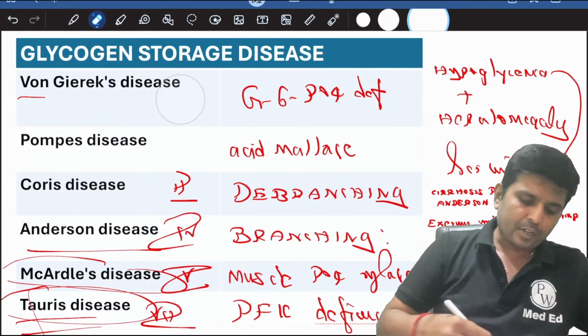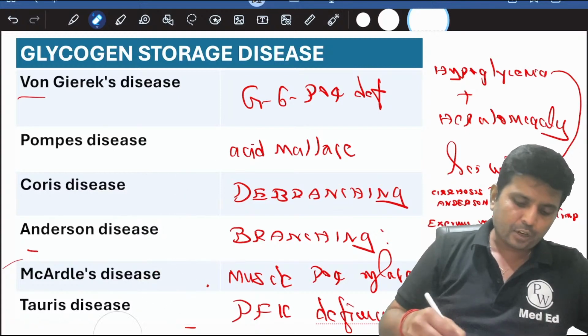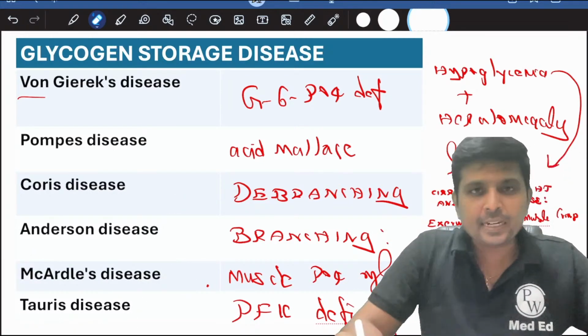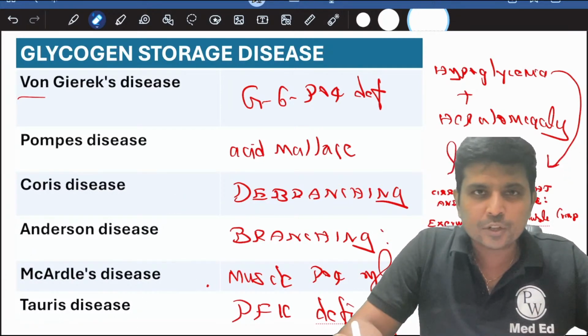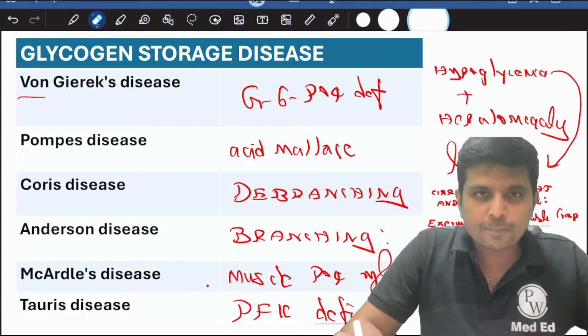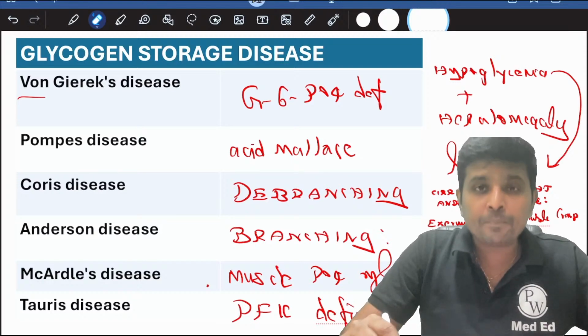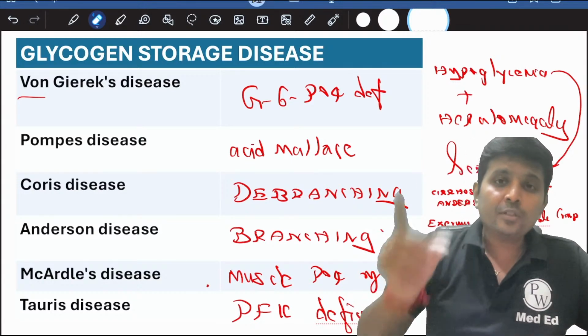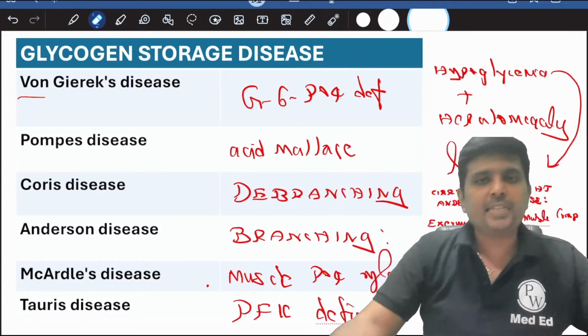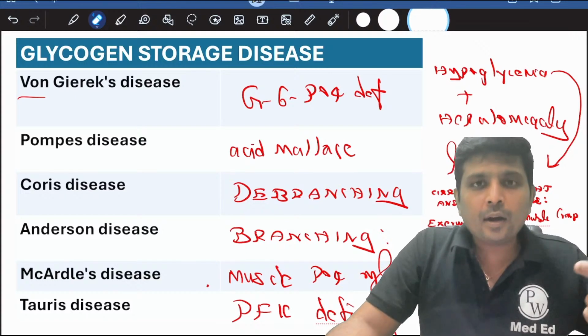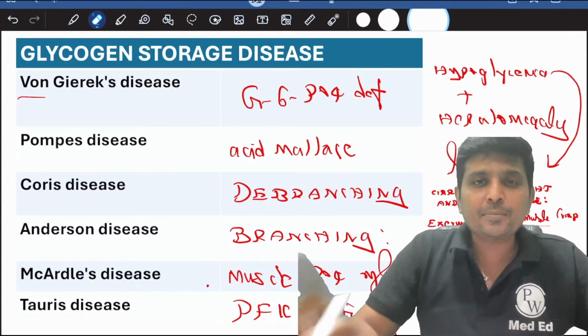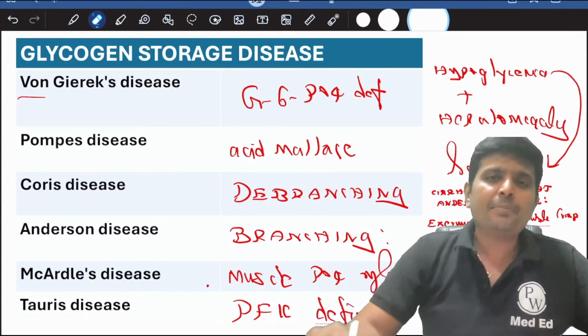Okay, right. What about storage disorders? Again, Von Gierke disease is due to glycogen storage disorder 1, glucose 6 phosphatase deficiency. Pompe's disease type 2, acid maltase deficiency. Cori's disease type 3 due to C followed by D, debranching enzyme deficiency. Anderson disease is characterized by A followed by B, branching enzyme deficiency.